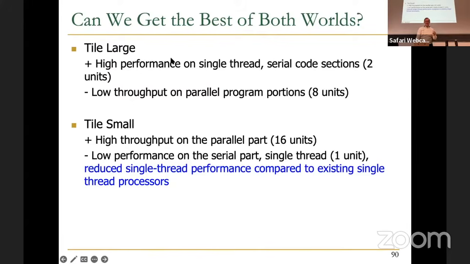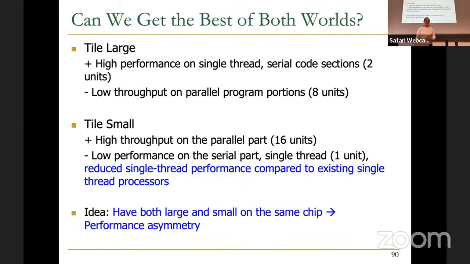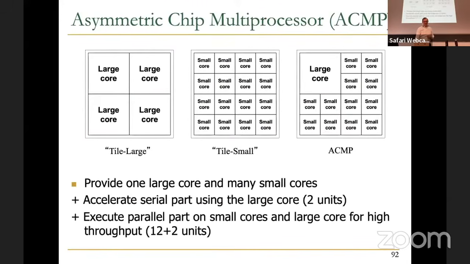Tile large has benefits on single thread, but low throughput on parallel portions. Tile small has high throughput on the parallel part, but low performance on the serial part. And one of the reasons why major companies didn't want to go tile small is you get reduced single thread performance compared to your previous processor, right? Single thread processor, because large processors were there already. So the idea is very simple. You can kind of guess it based on the context of the lecture. Have both large and small cores on the same chip. This is performance asymmetry. So that's what brings us to asymmetric multi-core.